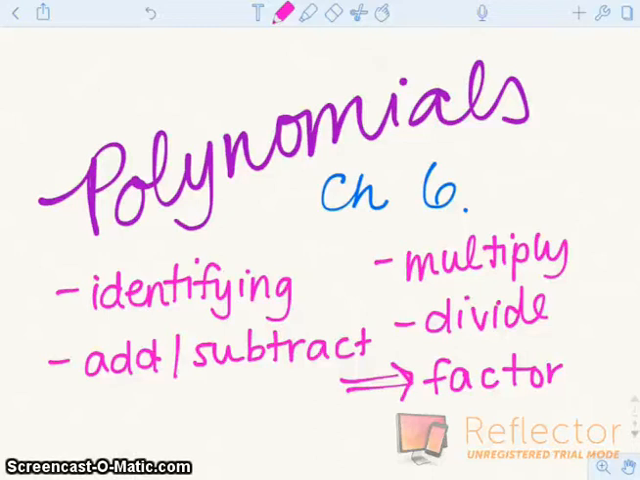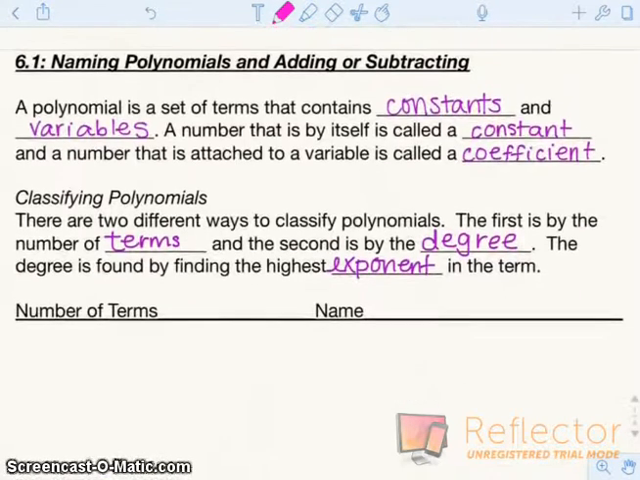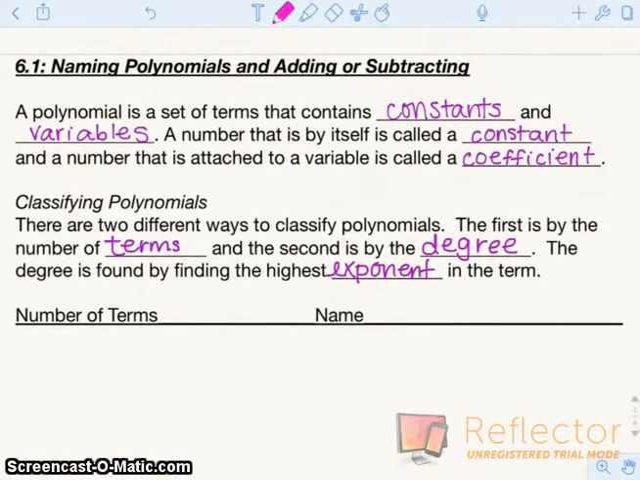Okay, we're going to go ahead and get started on Chapter 6, which has to do all with polynomials. So specifically identifying polynomials, adding or subtracting them, multiplying, dividing, and then eventually factoring. Factoring is something that is really used a lot in Algebra 2, and so it's a strong thing that you need to develop in Algebra 1. So let's get into 6.1, which is naming polynomials and then adding or subtracting them.